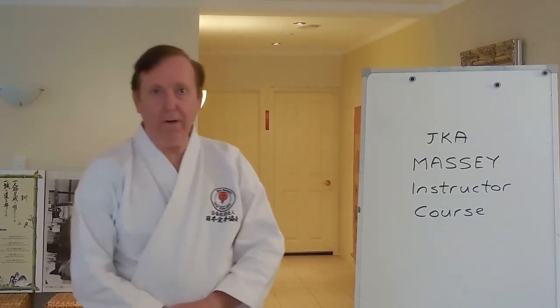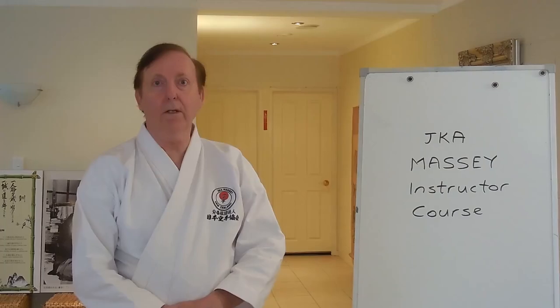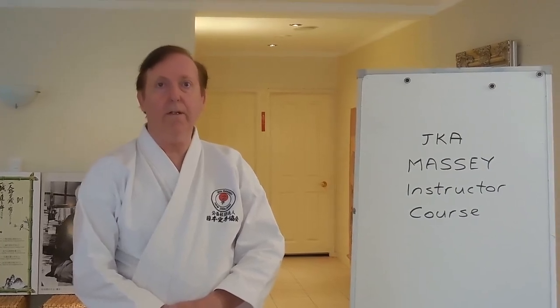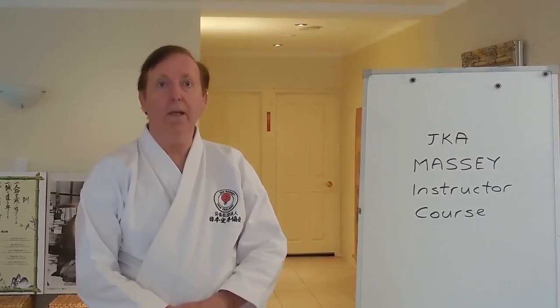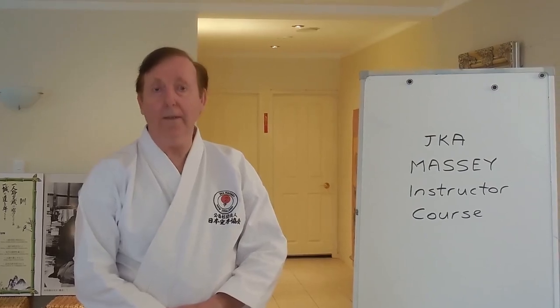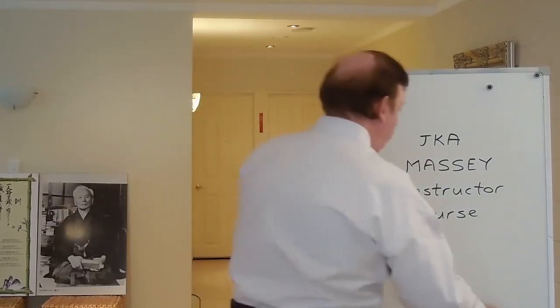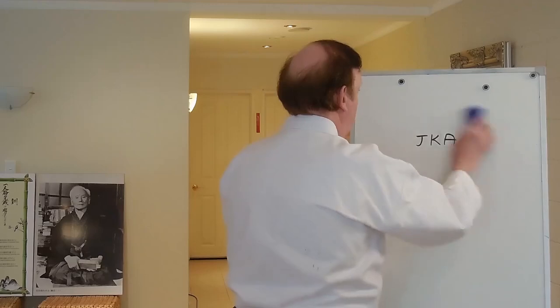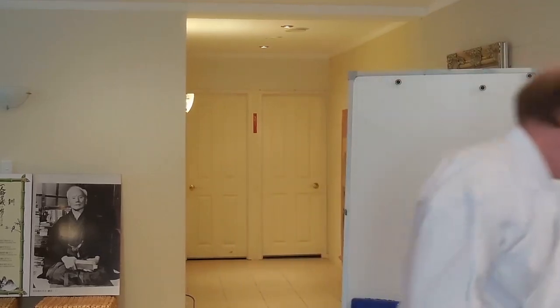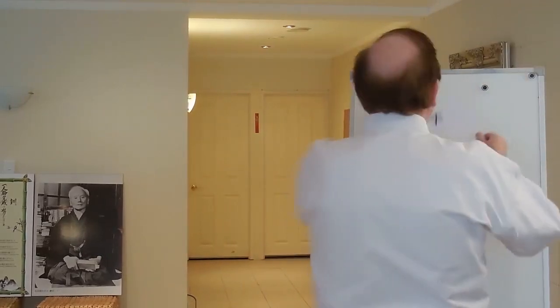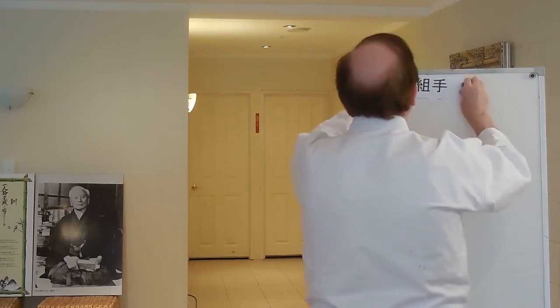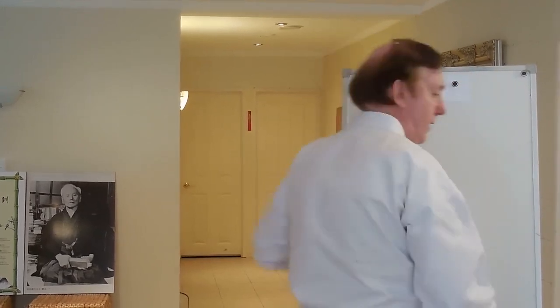To the JKA Massey instructor course. So today we're going to the new section. The first section we've already completed was Kihon, and now we're going into the KUMITE section. So I'm going to go through some basic terms for KUMITE. I'll put this one at the top here, so you can keep that as a reference.